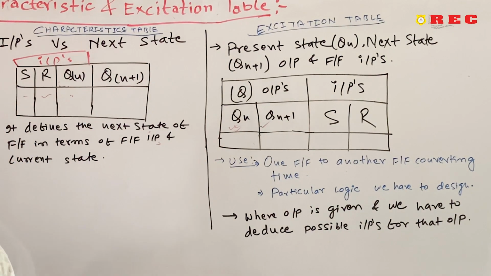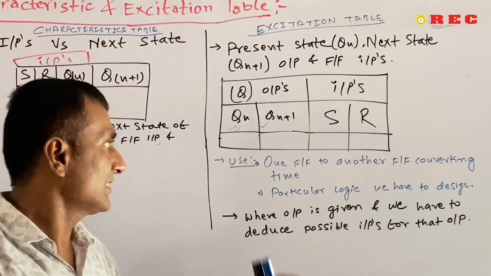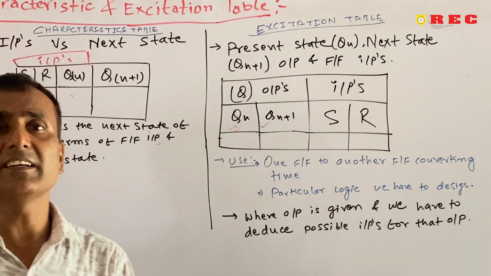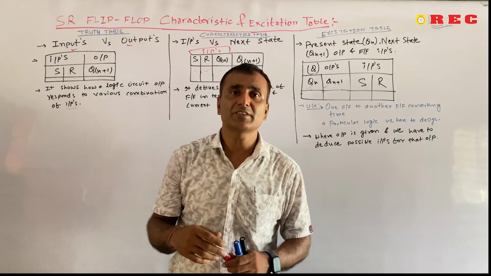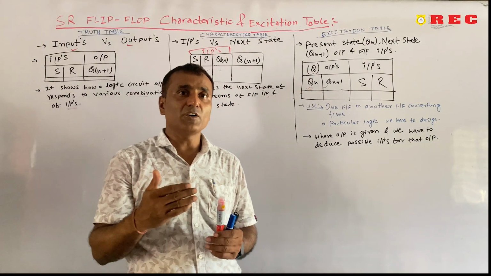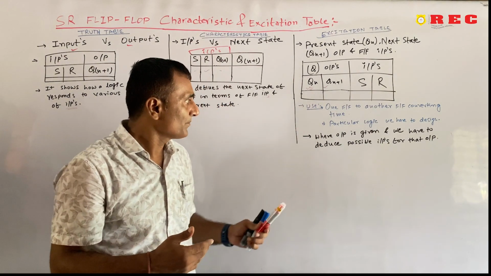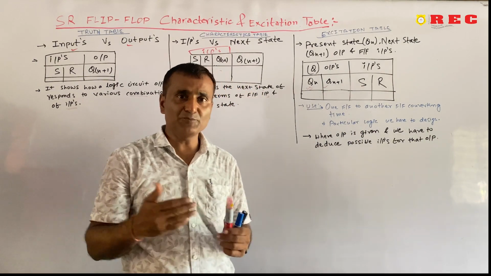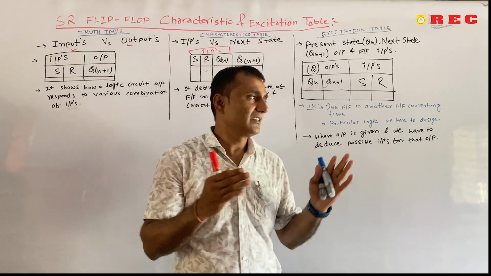And what is the use of excitation table? I have written here, we can say, one flip flop to another flip flop converting. When we convert SR flip flop to JK flip flop, or SR flip flop to D flip flop, or SR to T flip flop, any other flip flop, while converting those flip flops, we need the excitation table. And also, if we have to design a particular logic, we have to make the excitation table.